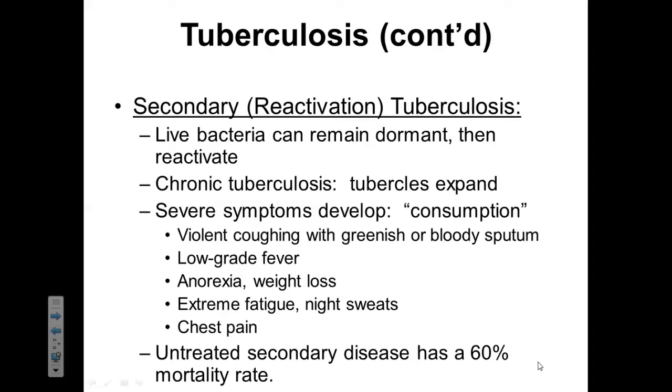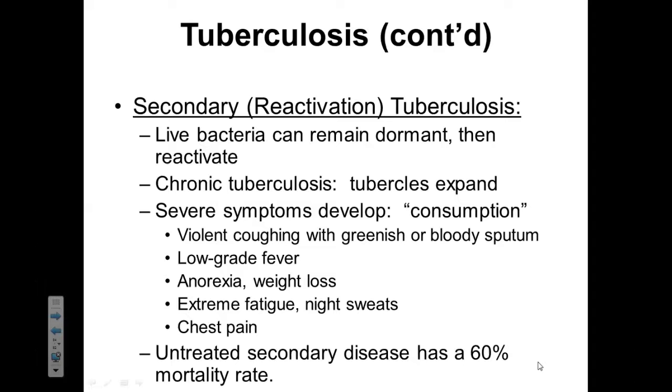We also have secondary or reactivated tuberculosis. We can have live bacterium that can remain dormant for very long periods of time and reactivate. This results in chronic tuberculosis. Those tubercles, instead of being calcified, after being destroyed by the neutrophils, can actually expand. Some severe symptoms can start to develop as these tubercles are expanding, one of which is consumption.